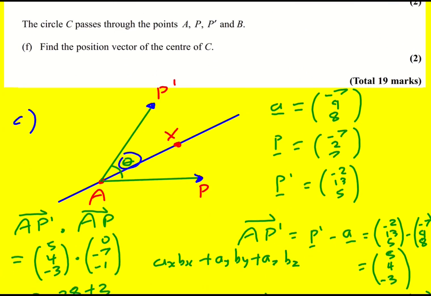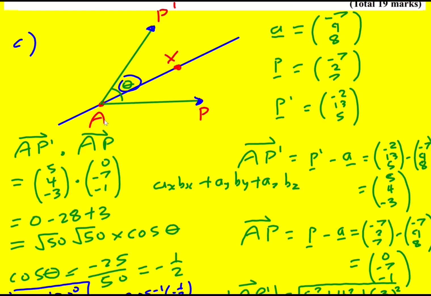So I came down here and drew a new diagram with A, P, P dash and X. And then we're trying to work out this angle here. In fact, we're trying to show it's 120 degrees. So we've got the position vectors of A, P, and P dash. We've already worked them out, so I've just written them out again.